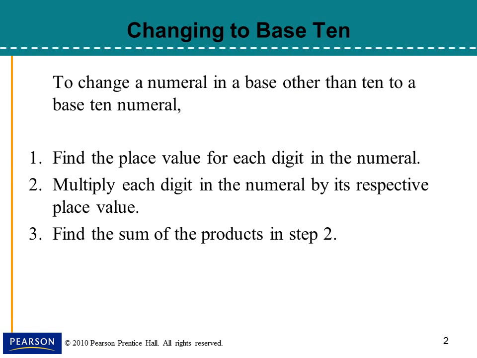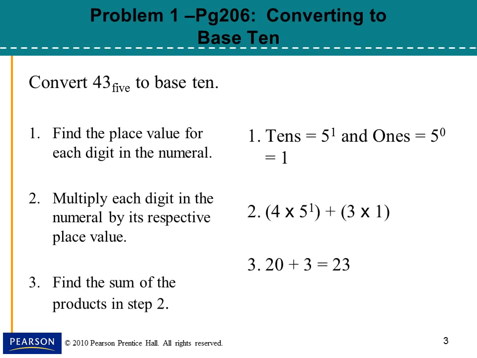So here's the process again. Find the place value for each digit in the numeral. Multiply each digit in the numeral by its respective place value. Find the sum of the products in step 2. Alright, now here's problem number 1 on page 206.